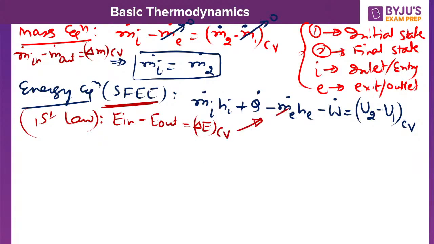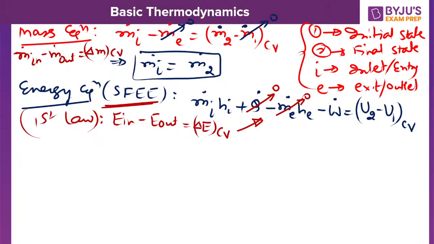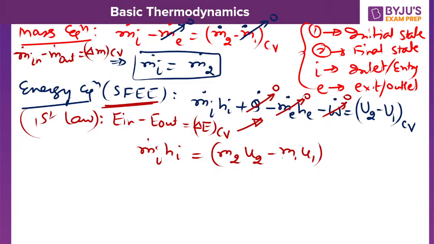Because there is no outlet, this term will become 0. There is no heat transfer because it is insulated. Because it is rigid, there is no work transfer. So we can say that will give m dot Hi is equal to m2 U2 minus m1 U1.